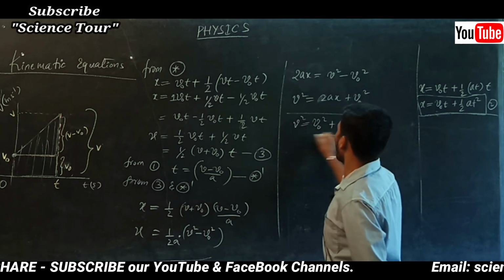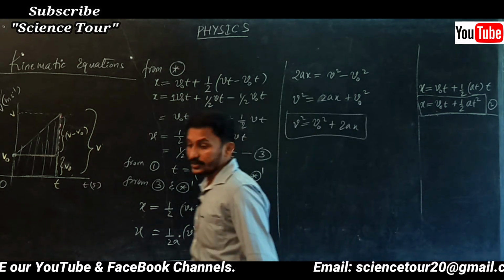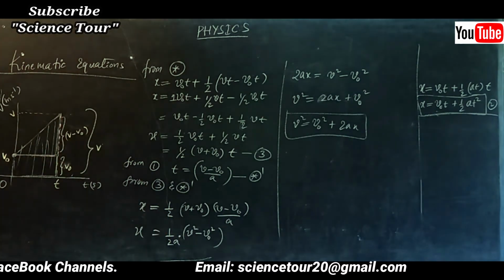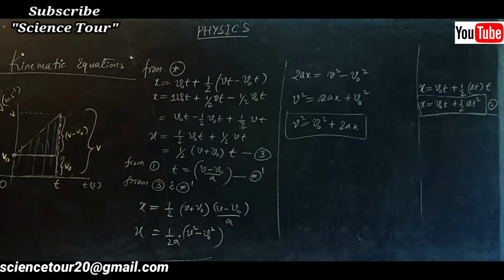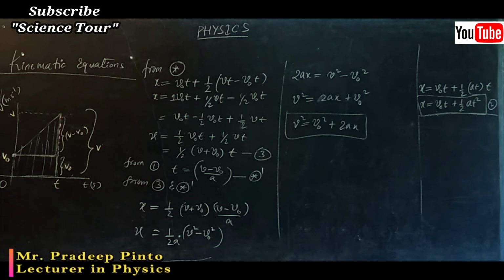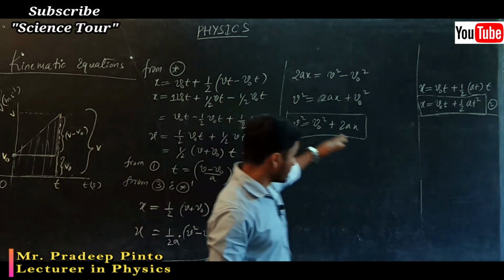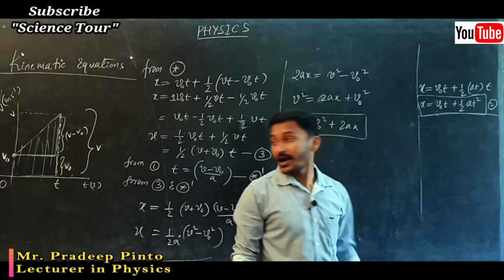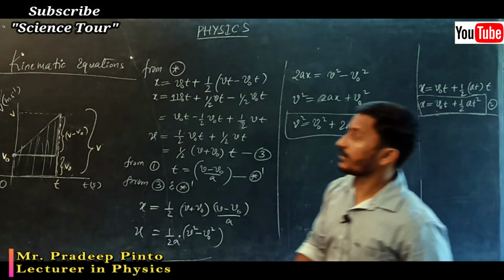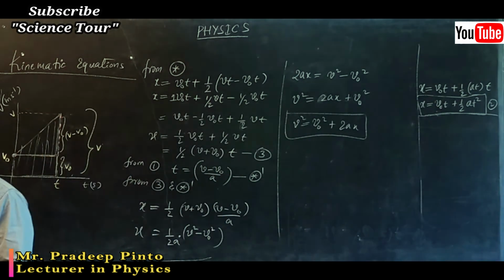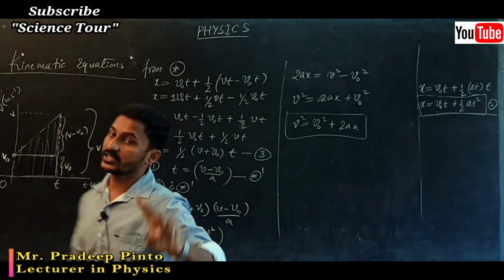This is one more equation. So what you have to write down? If they ask you to derive v square is equal to v naught square plus 2ax, you have to write down everything till equation star, and after that you have to continue these steps. No need to derive x is equal to v naught t plus half a t square. So in those two types of questions they are going to ask.